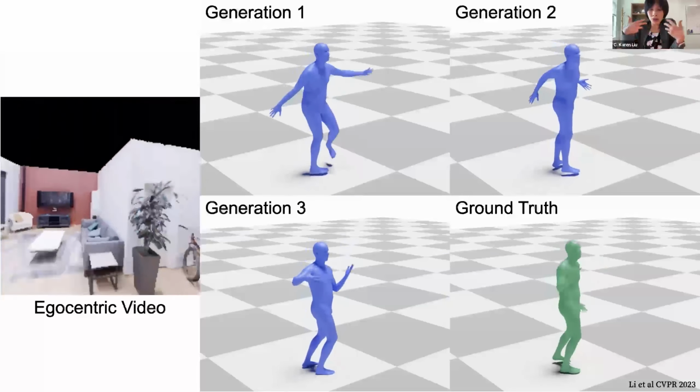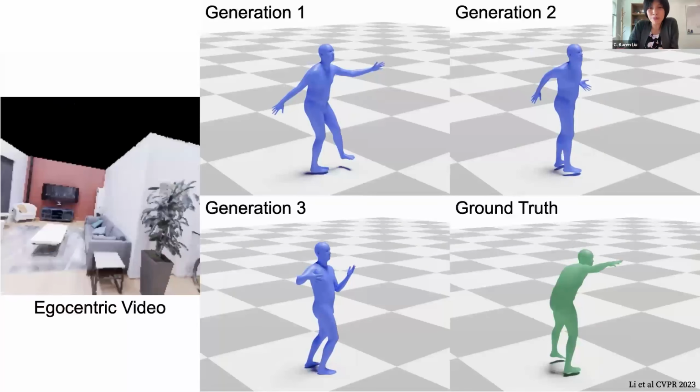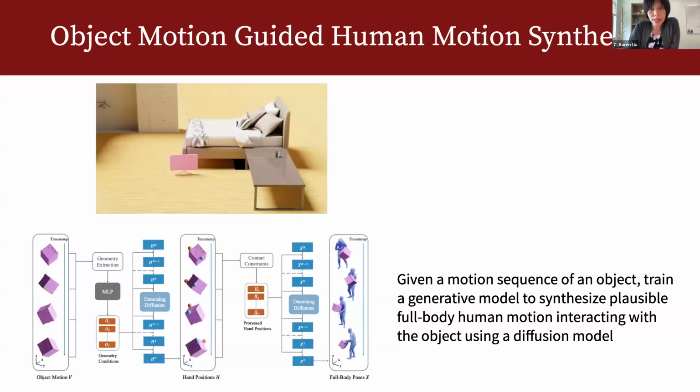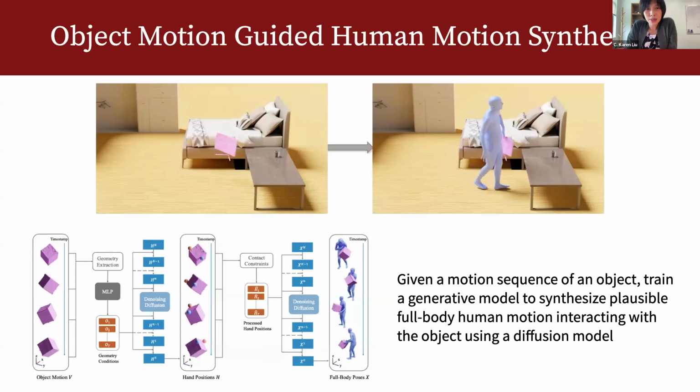We all know there's infinite possibilities of motion that you can generate in order to match that egocentric input. And that's why a generative model becomes very necessary for research like this. And here's quickly another example.